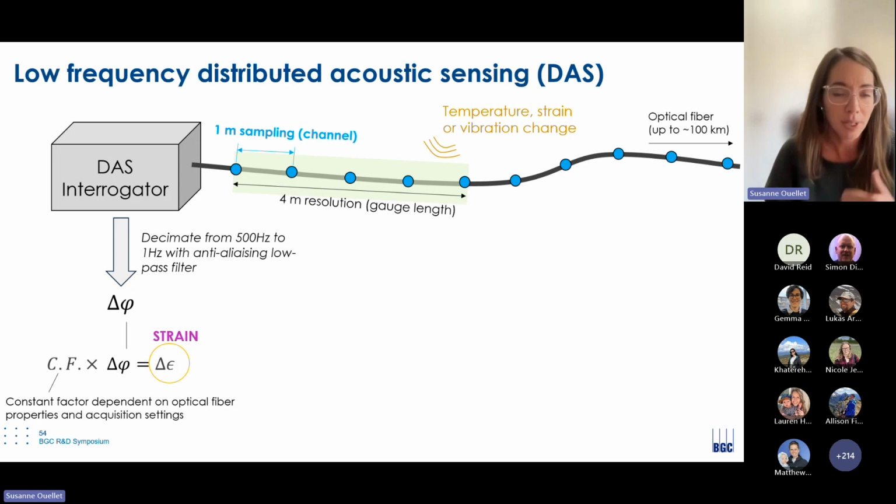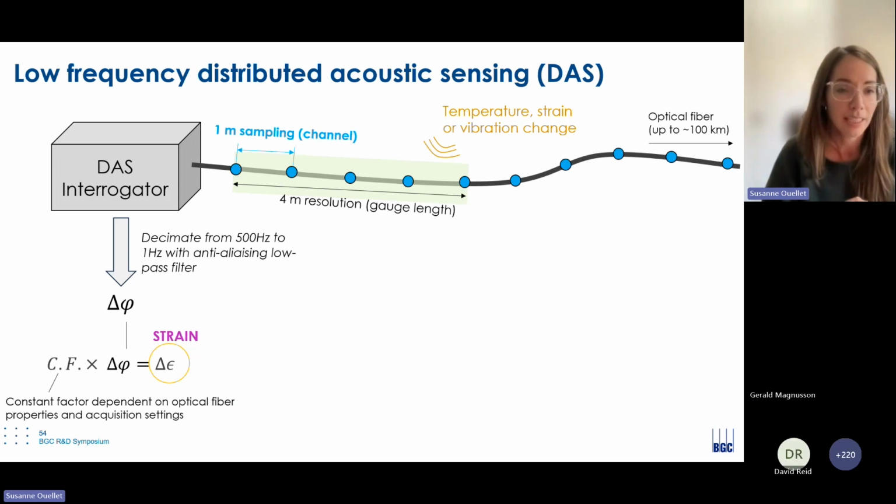And so the output that we're getting from DAS, which in this case is the optical phase change, has a linear relationship with strain. So we can convert our output to a strain just by using properties of the optical fiber and also acquisition settings from our interrogator. For this experiment that we'll be looking at today, we have a spatial sampling of 1 meter, and we're using a spatial resolution, which is called the gauge length, of 4 meters here.